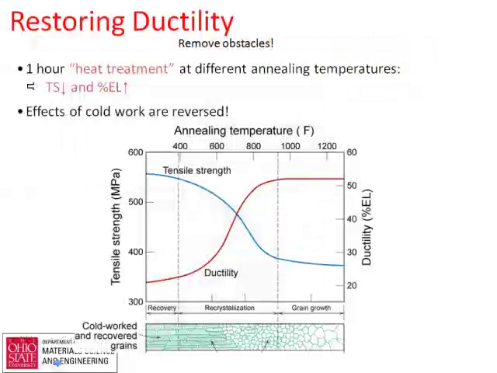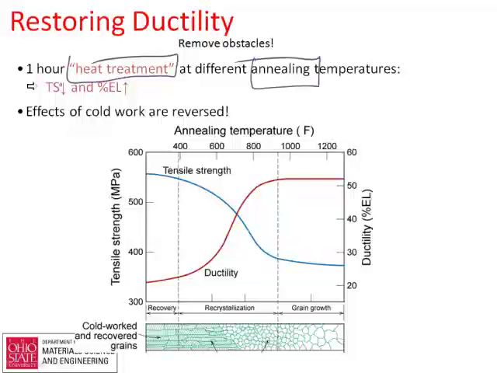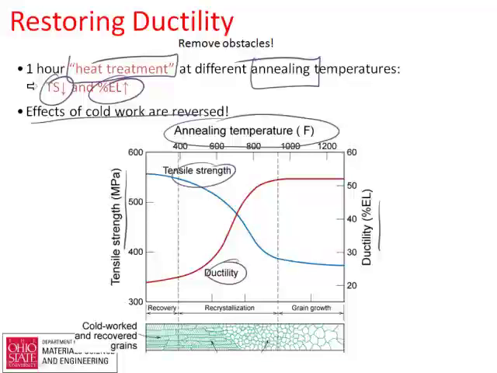So to restore ductility, we can do something called a heat treatment or an annealing treatment, and this is going to reduce the tensile strength and restore the ductility. What this is really doing is reversing the effects of cold work. Here you see tensile strength and ductility as a function of the annealing temperature you put in. And we see that there are three stages to this that I'm going to define for you: recovery, recrystallization, and finally grain growth.